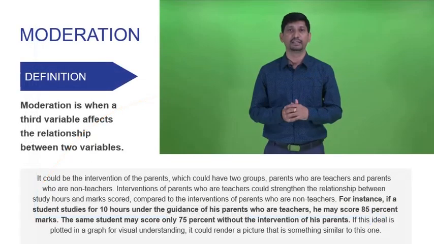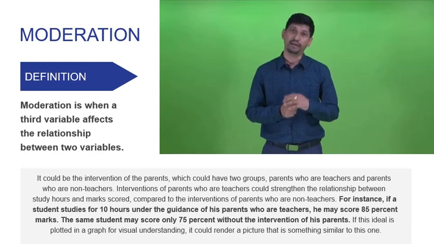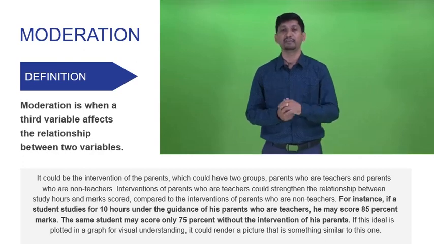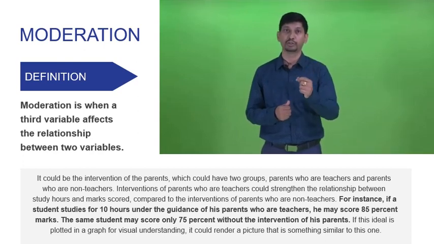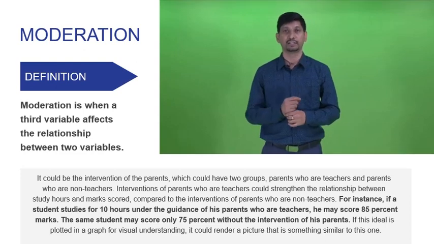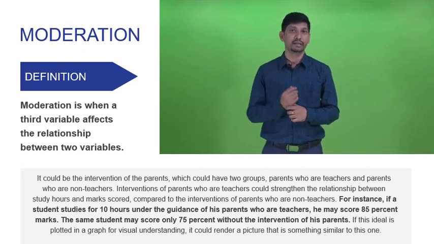Now, let us look at the third variable, which could affect the relationship between study hours and the marks scored. It can be the intervention of the parents who are also teachers. When the student is spending hours of time in study, also with the indulgence of the parents who would come and help them in learning the lessons, this could increase the marks beyond what the actual study hours would give.